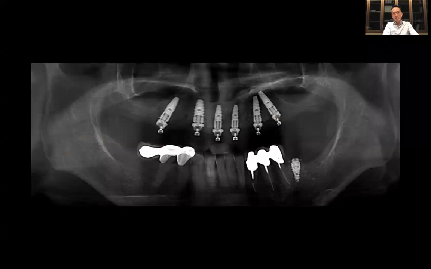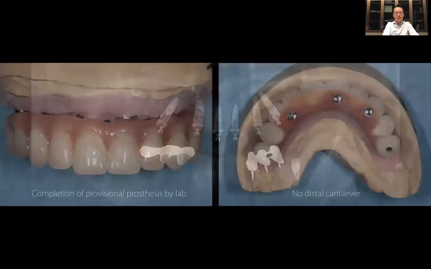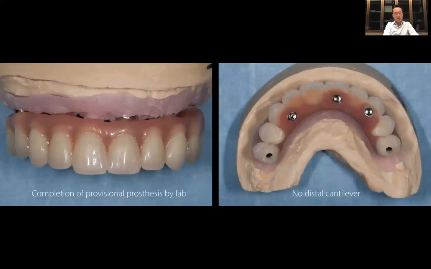And this is the panoramic image after the surgery. And then this is the temporary prosthesis. And one thing to note is that I will cut off any cantilever areas. Okay, I will avoid any cantilevers on my provisional prosthesis.